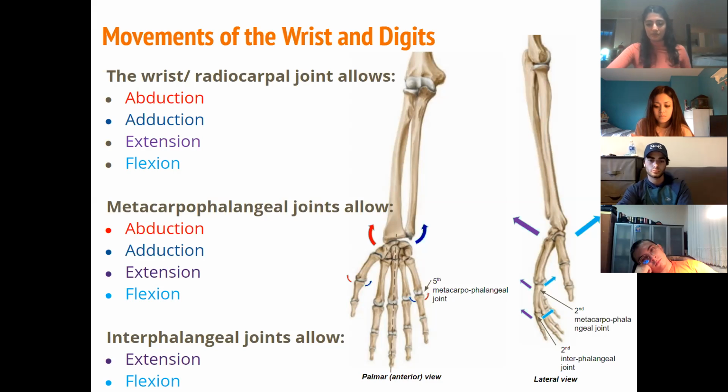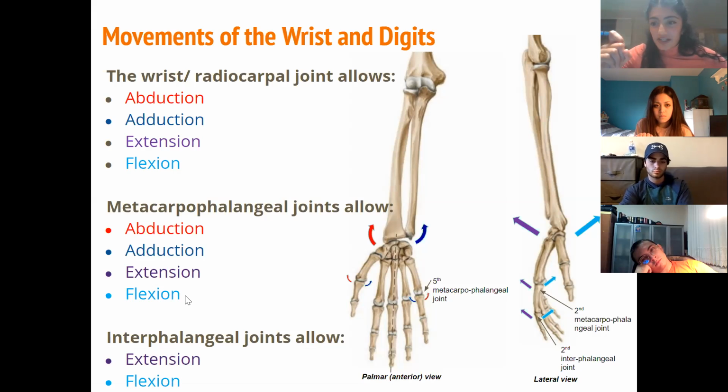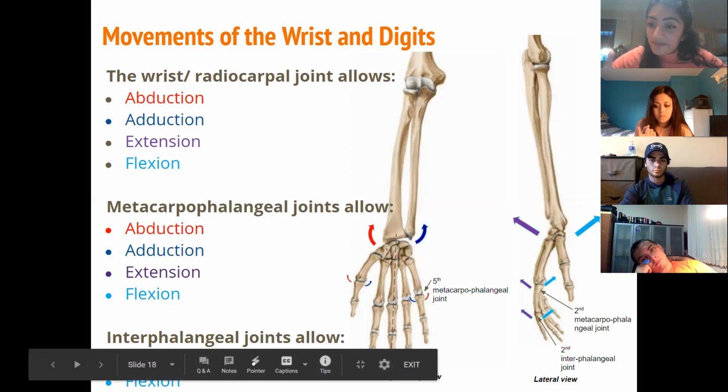Okay. And lastly, we have our interphalangeal joints. So those actually only allow for extension and flexion. Other than your metacarpophalangeal joints, I don't know many people who can move these joints side to side. And if you can, then very interesting. Okay, so here's 3 more joints to add to your list.